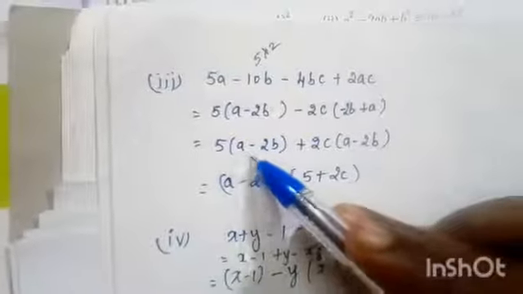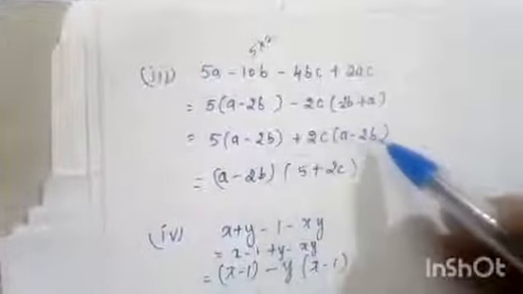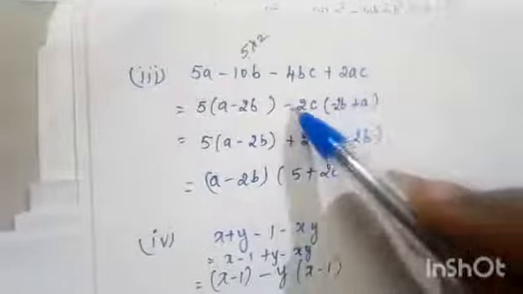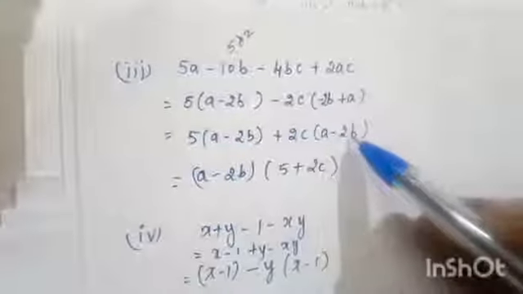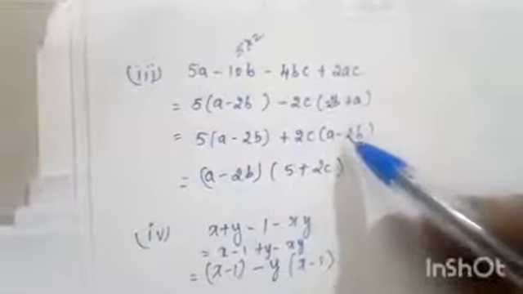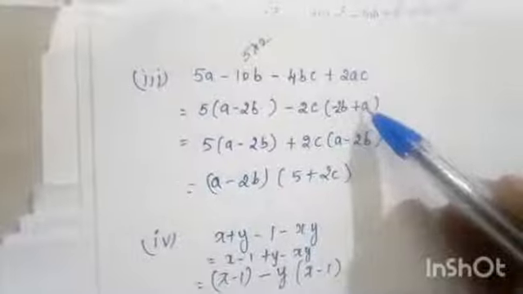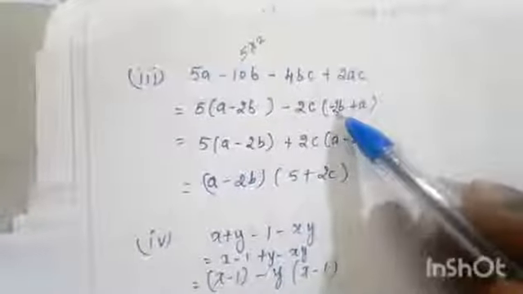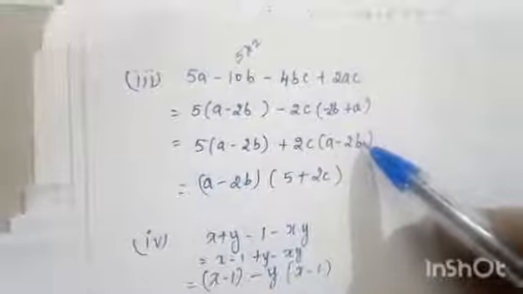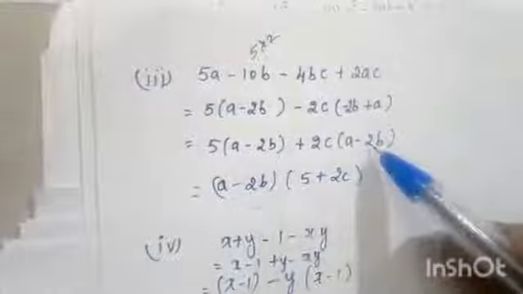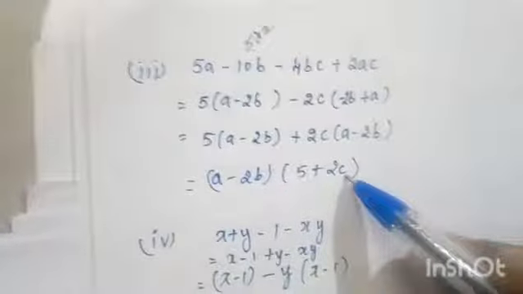Now 5 into A minus 2B. You have to make the same terms inside the group. So minus is taken outside from this group: minus into minus plus 2C into A minus 2B. When you take minus outside, you just change the sign and write A minus 2B. Minus taken outside from the group means you rearrange these two terms: 2B plus A is written as A minus 2B. Outside you take it as a plus. So now A minus 2B is common: A minus 2B into 5 plus 2C.